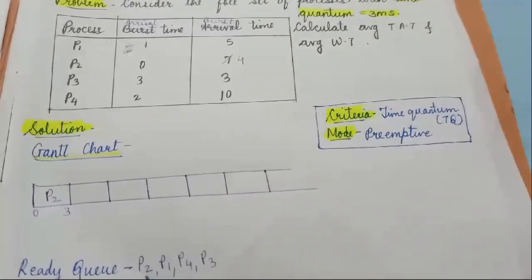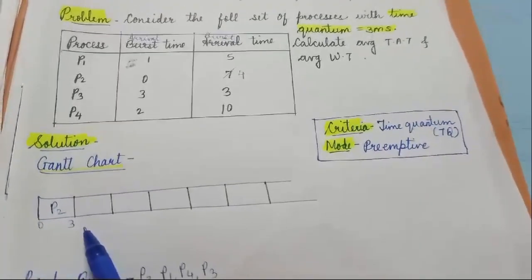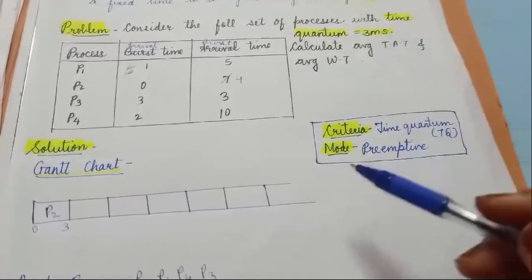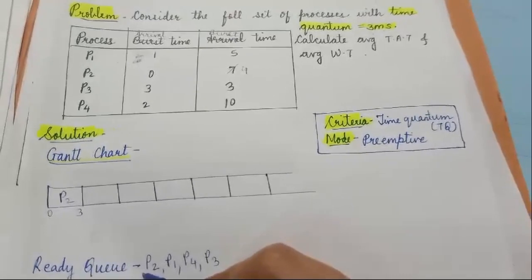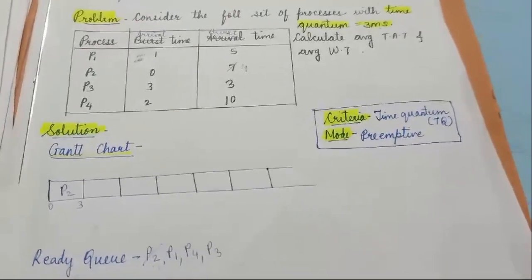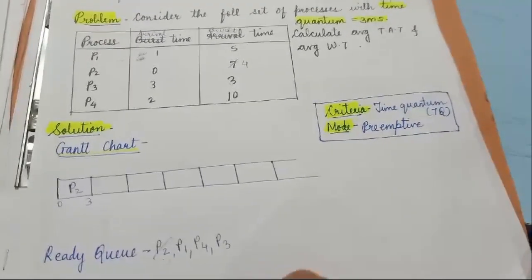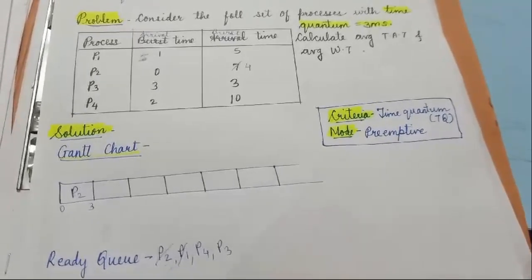So P2 was first and P2 completed its processing till 3 seconds as it is given that the time quantum is 3. So the completed process, we'll cut it off. Now next, P1 is in the ready queue.